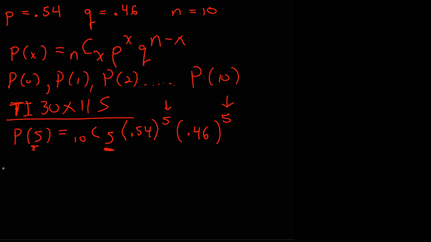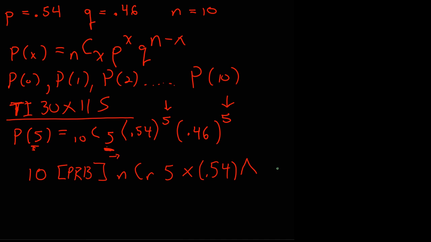And so on a TI-30XIIS, I type in 10, I hit the probability key, I use my arrows until I get to the nCr, then I hit 5, then I hit the multiplication, parentheses, 0.54, parentheses, the caret, which is like an up arrow, multiplication, parentheses, 0.46, parentheses, caret, and 5. And so those will be the keys.